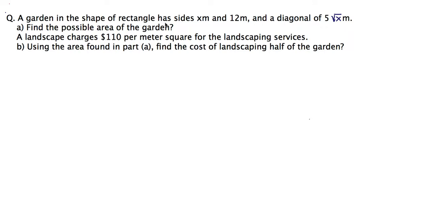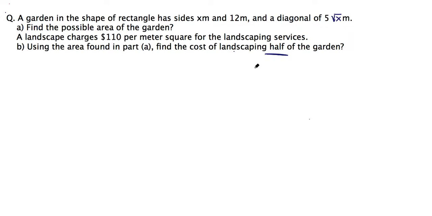A garden is in the shape of a rectangle, has sides x meter and 12 meter and a diagonal of 5 root x meter. Part A is to find the possible area of the garden. Then a landscaper charges 110 per meter square for landscaping services. Now, using the area found in part A, find the cost of landscaping half of the garden. It's important that we find only the cost of landscaping half of the garden.